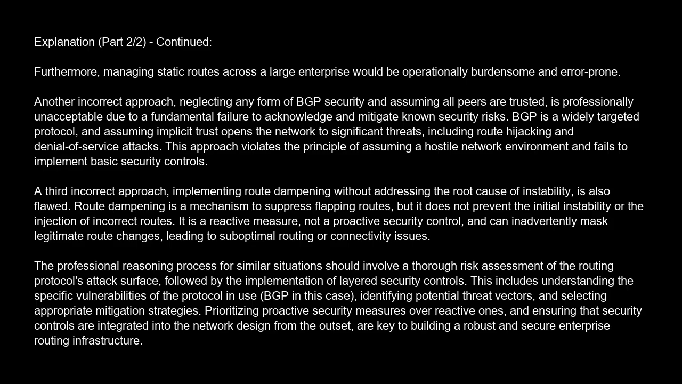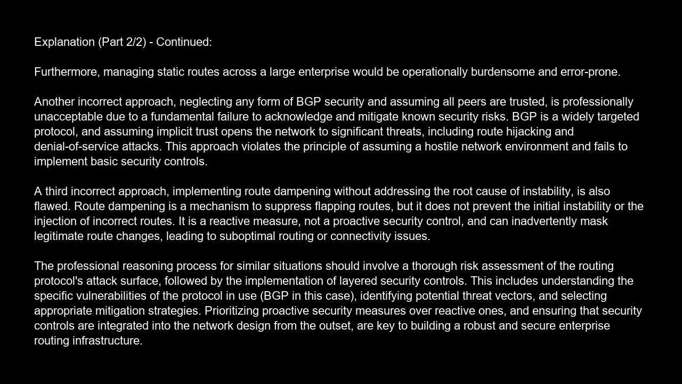A third incorrect approach, implementing route dampening without addressing the root cause of instability, is also flawed. Route dampening is a mechanism to suppress flapping routes, but it does not prevent the initial instability or the injection of incorrect routes. It is a reactive measure, not a proactive security control, and can inadvertently mask legitimate route changes, leading to suboptimal routing or connectivity issues.